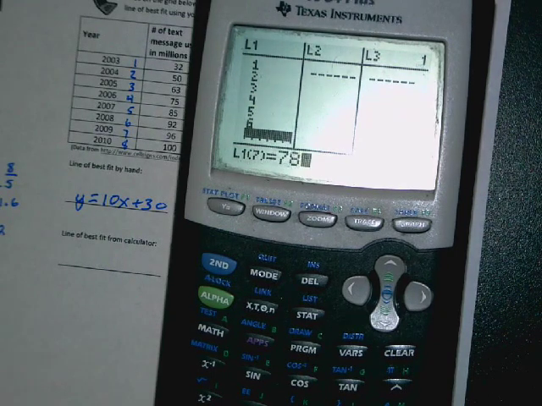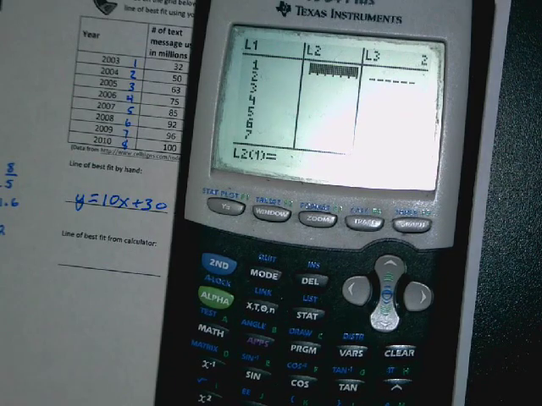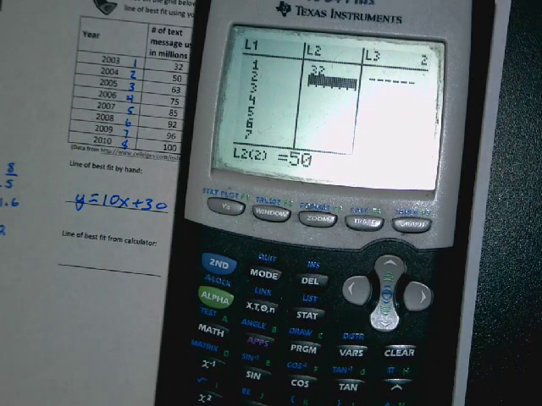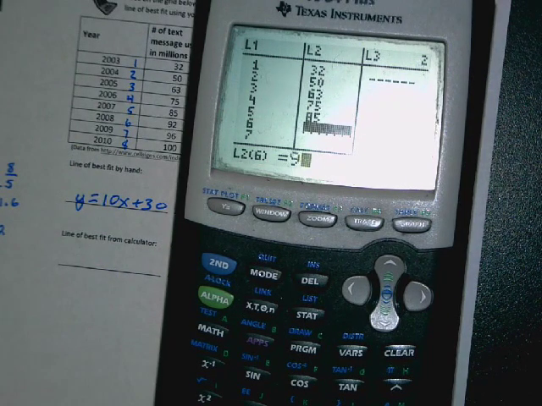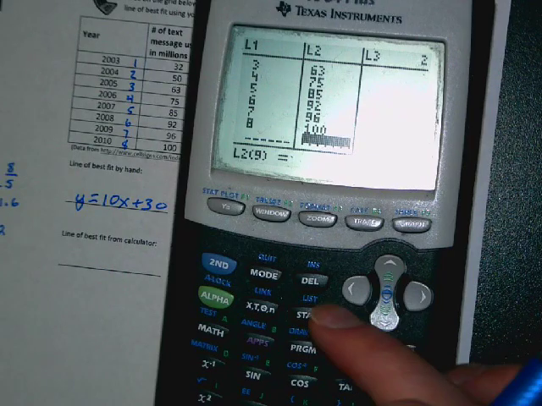And enter your numbers. So our X's are 1, 2, 3, 4, 5, 6, 7, and 8. Y's are 32, 50, 63, 75, 85, 92, 96, and 100. And making sure you input those correctly is probably the most important part of this.